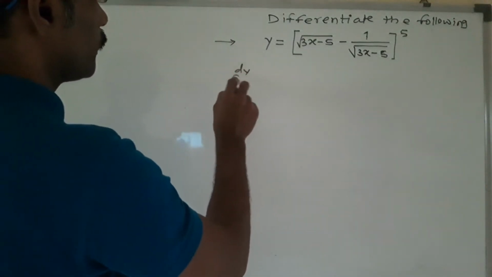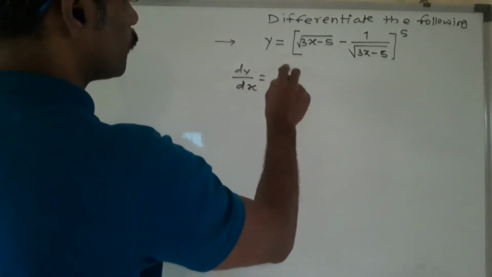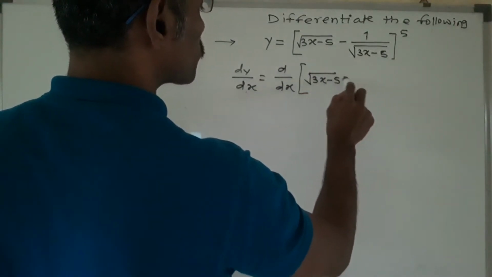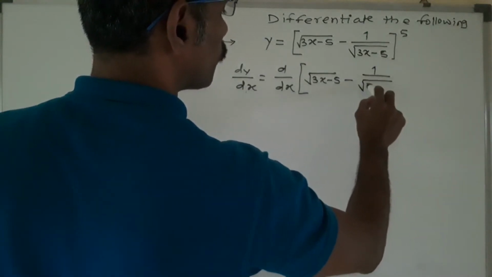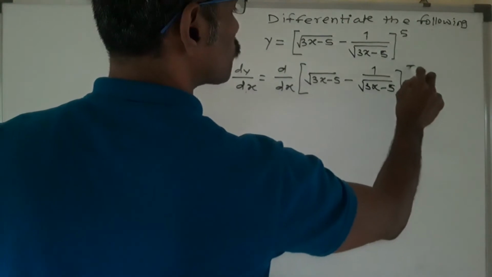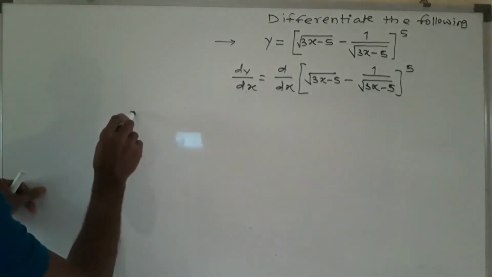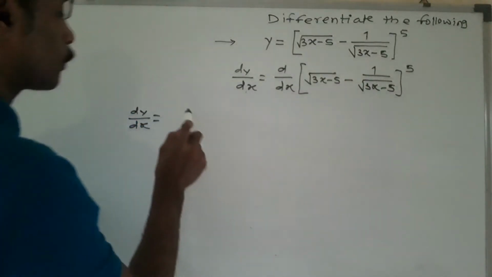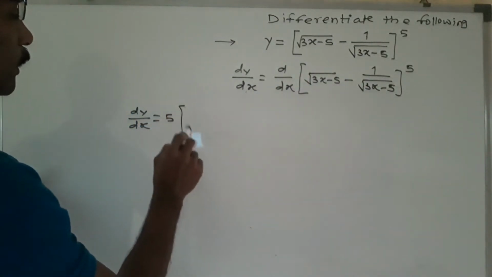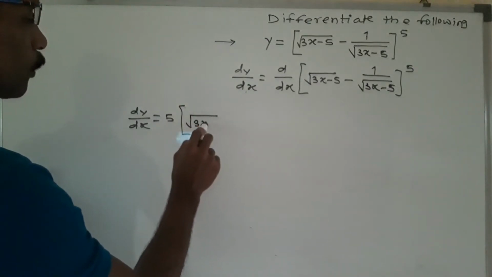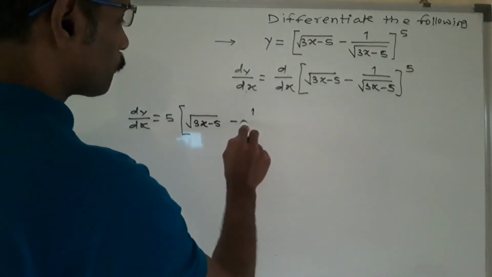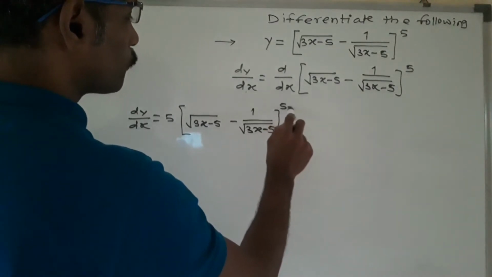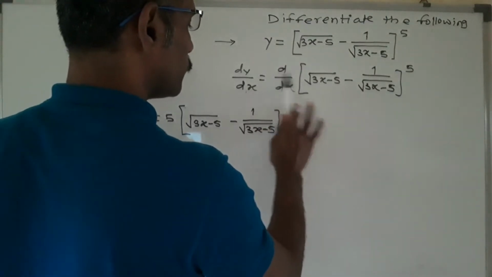See here, dy upon dx is equal to d upon dx of this whole bracket, square root of 3x minus 5 minus 1 upon square root of 3x minus 5, bracket raised to 5. Now I will write here dy upon dx is equal to, we take this 5 just before the bracket, so 5 here and the bracket square root of 3x minus 5 minus 1 upon square root of 3x minus 5, bracket raised to 5 minus 1. 5 minus 1 means we write here 4.